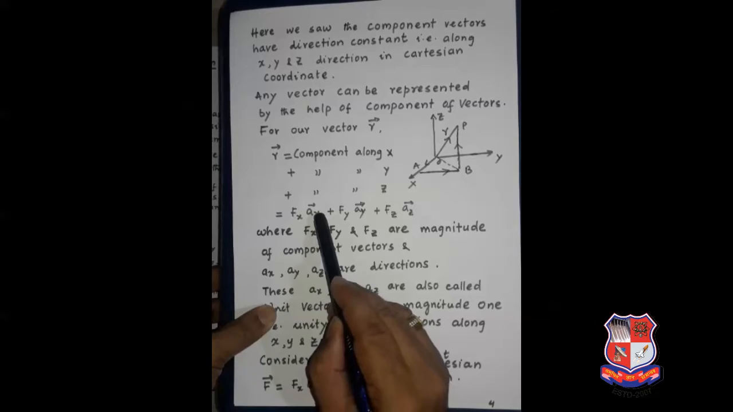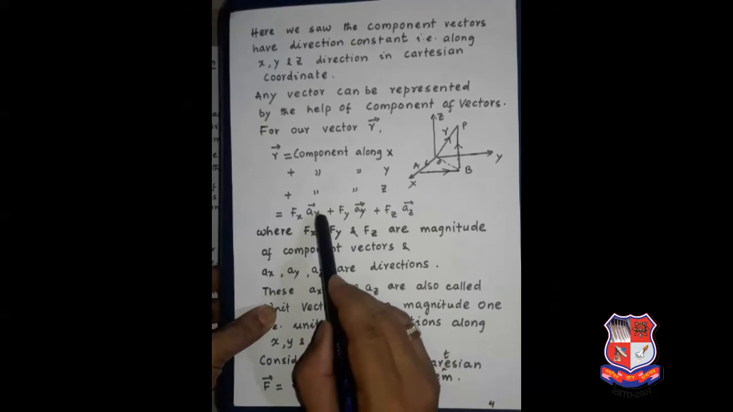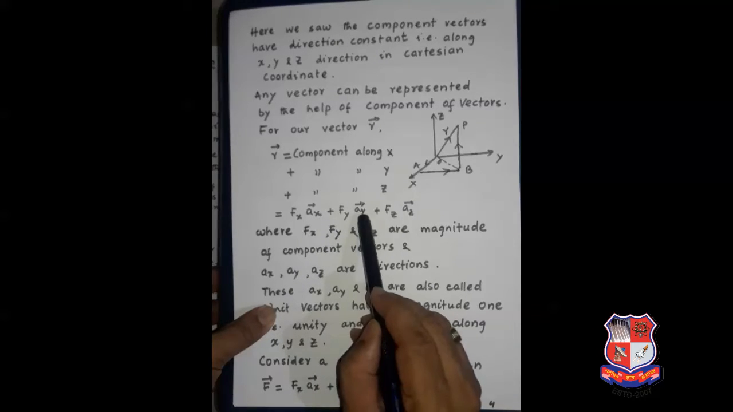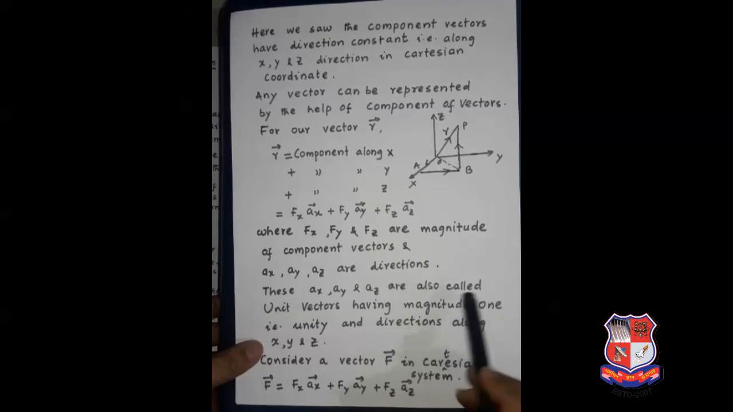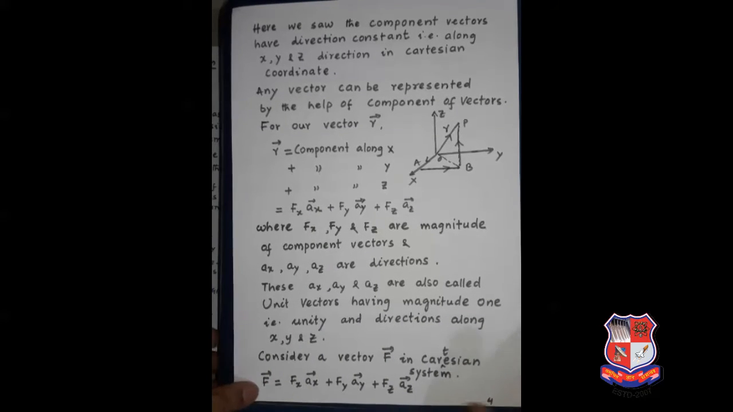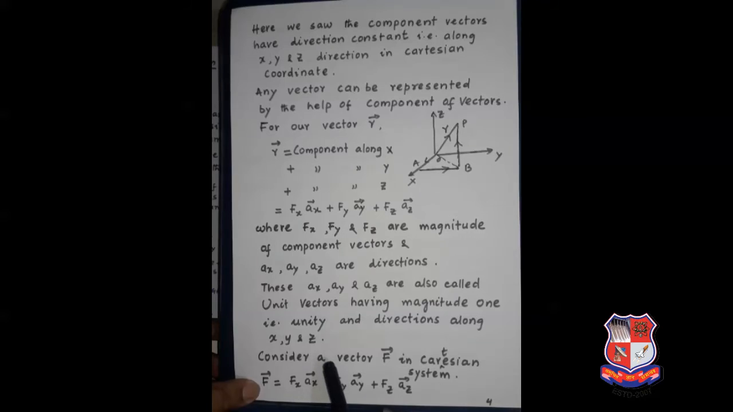And what do ax, ay, az mean? They are the directions. So these ax, ay and az are also called unit vectors, having magnitude 1, that is unity, and directions along the x, y, z axis. Similarly, we can take another example. Consider a vector f in the Cartesian system.